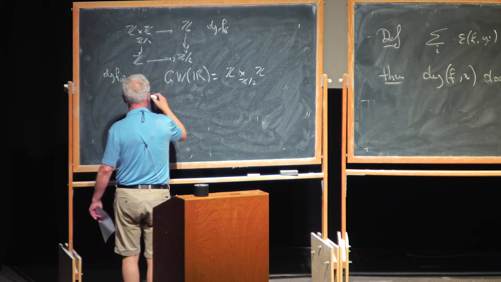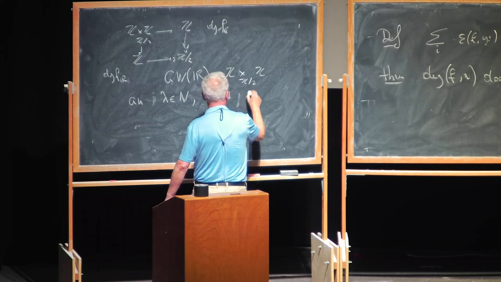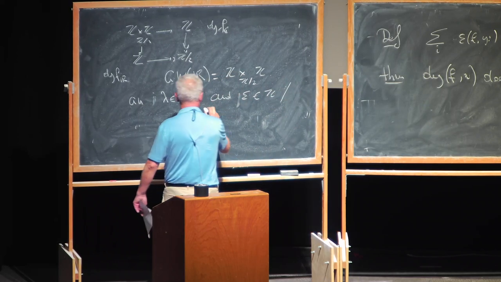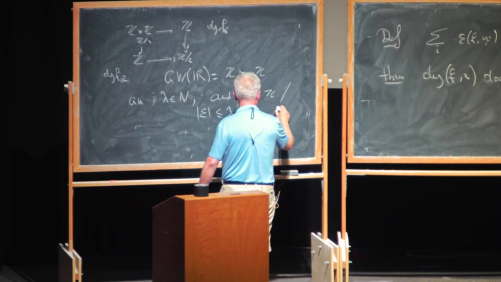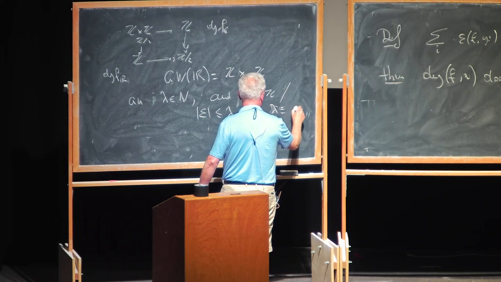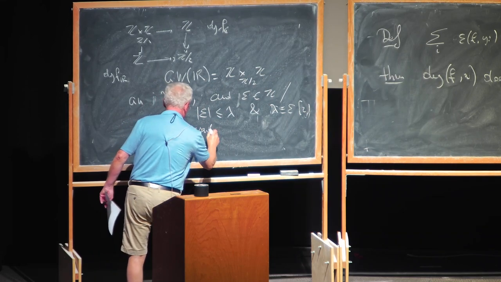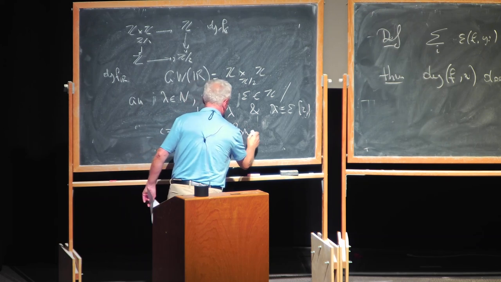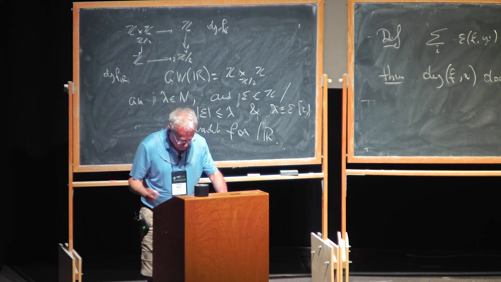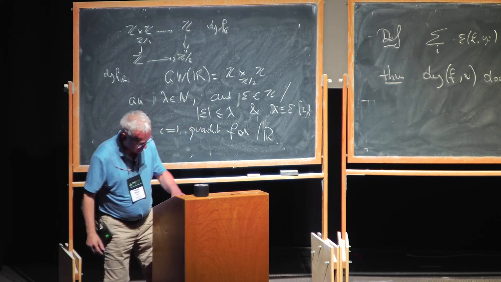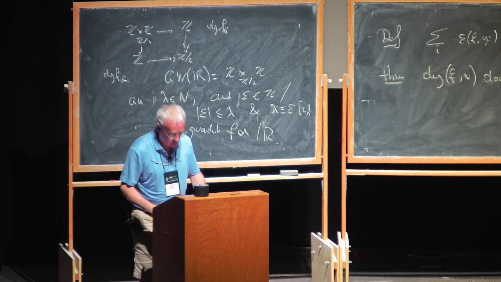So a natural number lambda and mu or epsilon in Z such that in absolute value it is less or equal to lambda and it's congruent modulo 2, it's exactly the same thing as a quadratic form over R. So what I'm going to explain in the second part of the lecture is that this can be generalized to any commutative field.